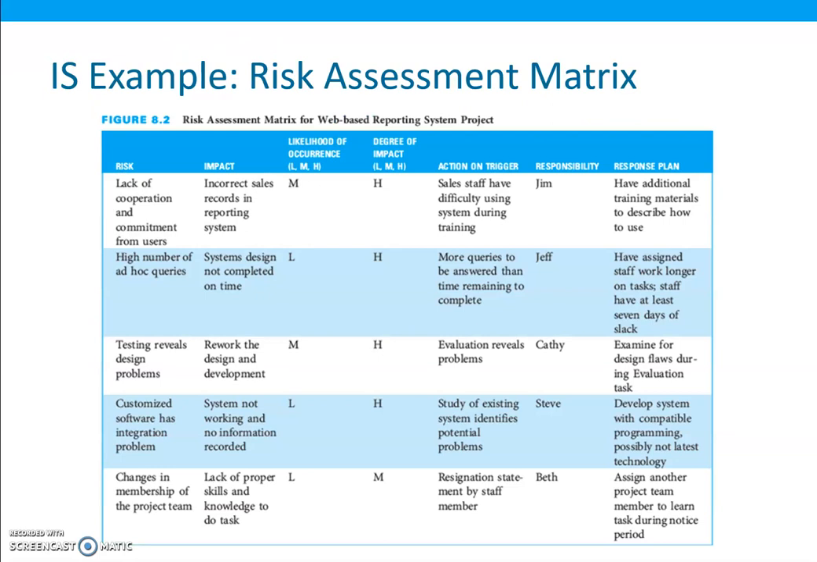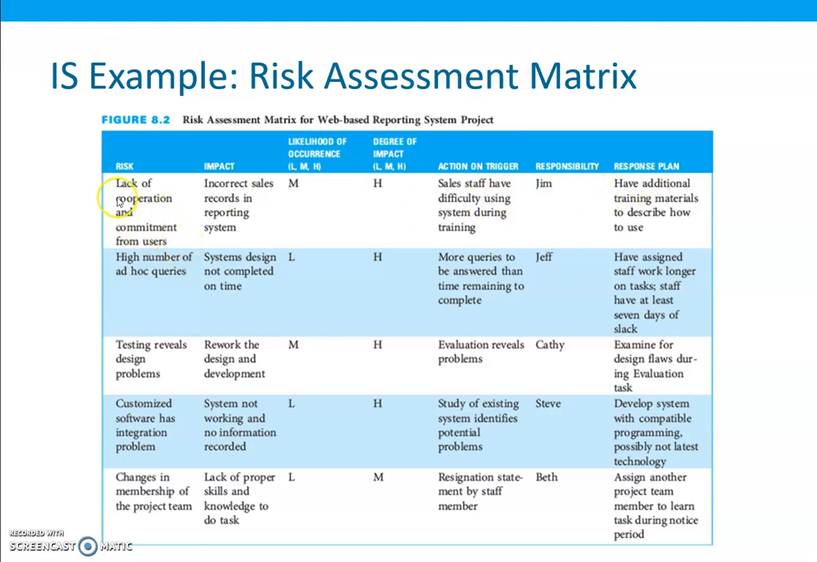Here is an information systems example risk assessment matrix. These forms of risk assessment matrices can be prepared. In this form, we have used a table where first the risk has been identified, and then its impact has been described. After its impact, the likelihood of the occurrence and the degree of the impact have been rated by the project participants. The next are the actions on trigger and responsibility, and the response plan.